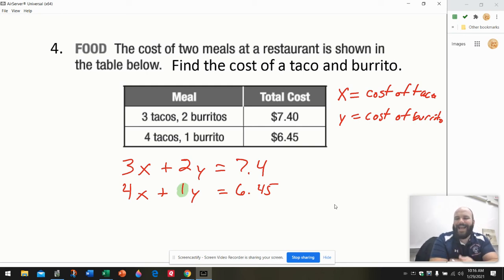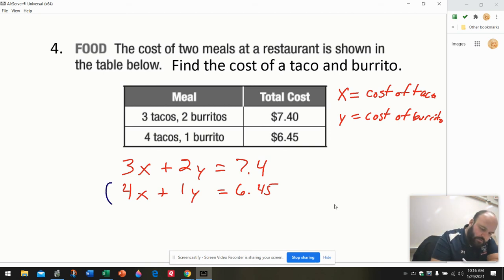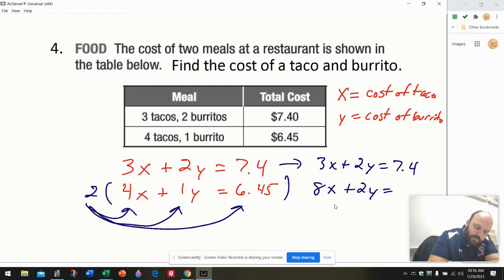You should always seek out the coefficient that's a 1, because you can multiply 1 by anything and turn it into any other number. So in this case, I'm going to make that 1 into a 2 by multiplying that entire second equation by 2. So this whole thing is going to get multiplied by 2. So my first equation is just going to come over. 3x plus 2y equals 7.4. My second equation is going to become 8x plus 2y equals, and this is going to turn into 12.9.